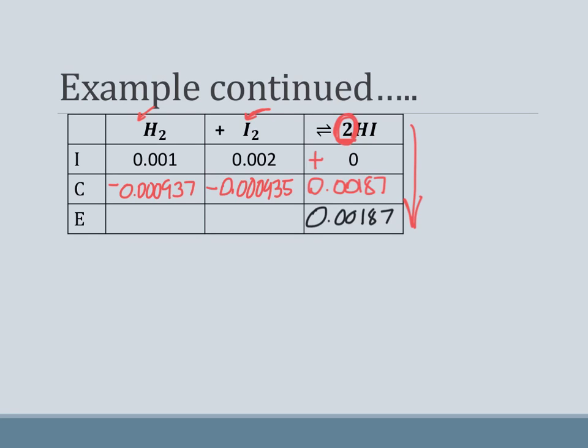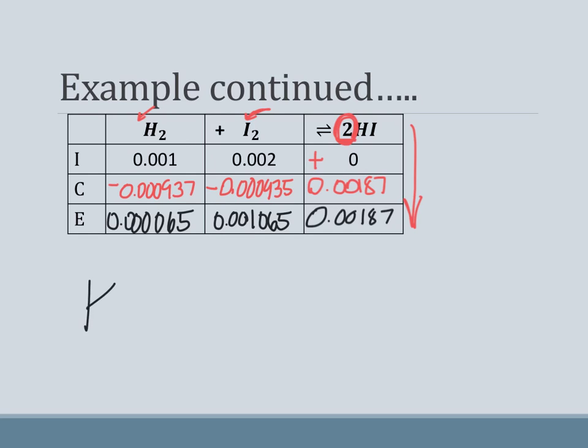So all you do now is subtract your initial value minus your change, and so you are left with 0.00065 here, and here we have 0.001065. Now these are very small concentrations. We're working on a very small scale, but these are the correct values.